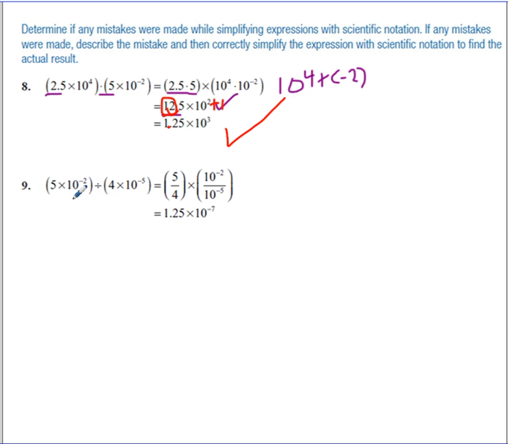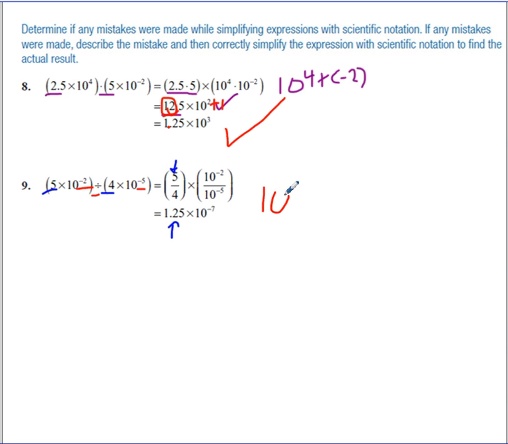Okay, let's look at our second one. Here's a division problem. So in the division problem, we're going to divide our front numbers. 5 divided by 4 is shown here, which is 1.25, which is good. And then we're supposed to subtract our exponents, -2 and -5.